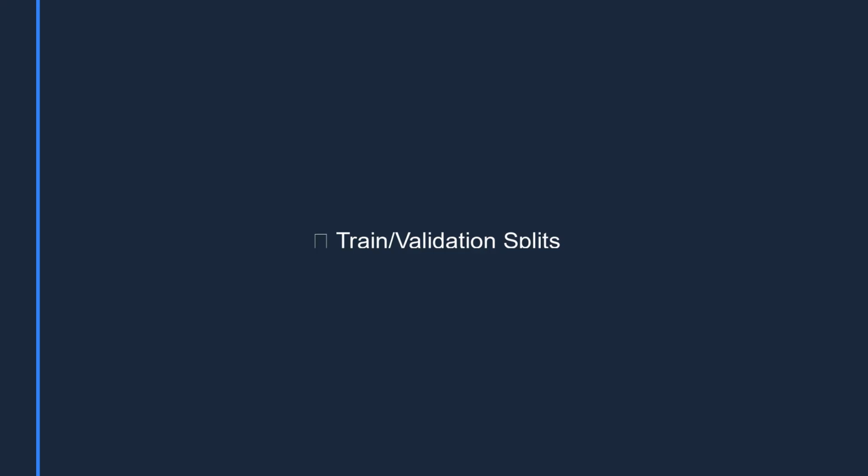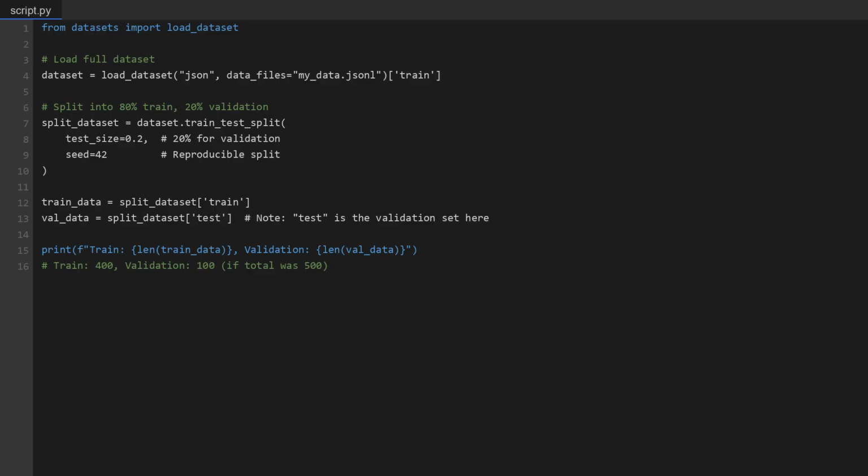Train validation splits. The train_test_split method on a dataset object works analogously to scikit-learn's version. Passing test_size=0.2 allocates 20% of rows to the test key and 80% to the train key. The seed parameter locks the split so it's reproducible. After the split, printing the lengths of both subsets is the essential verification step. Confirm that the numbers add up to your original total and that the ratio looks right before saving anything. A silent off by 1 or an incorrect seed can corrupt your entire training run downstream.